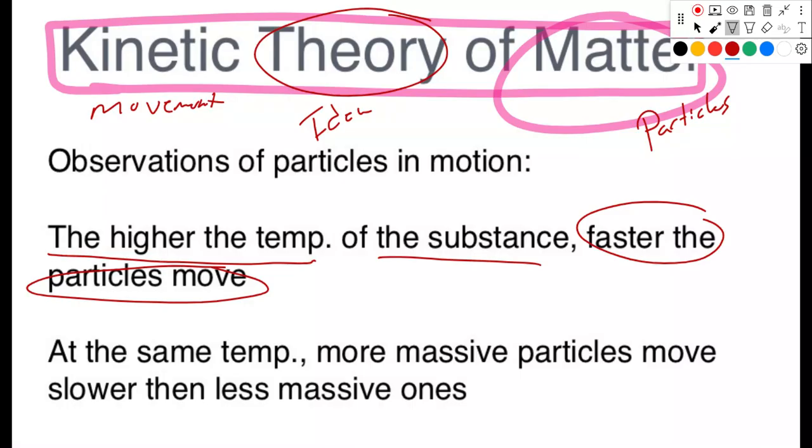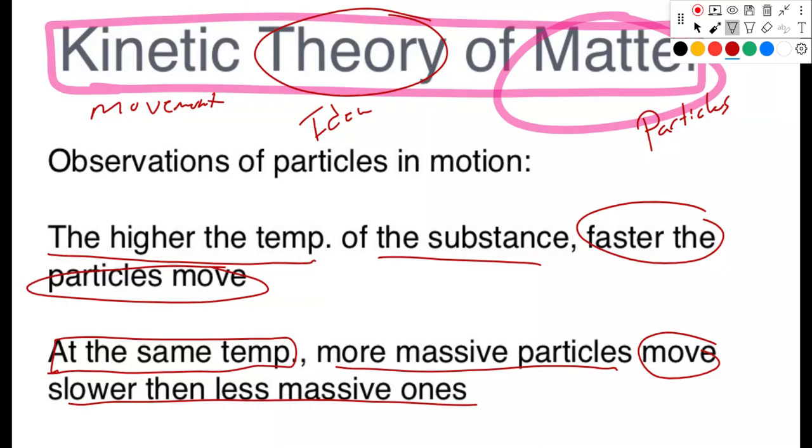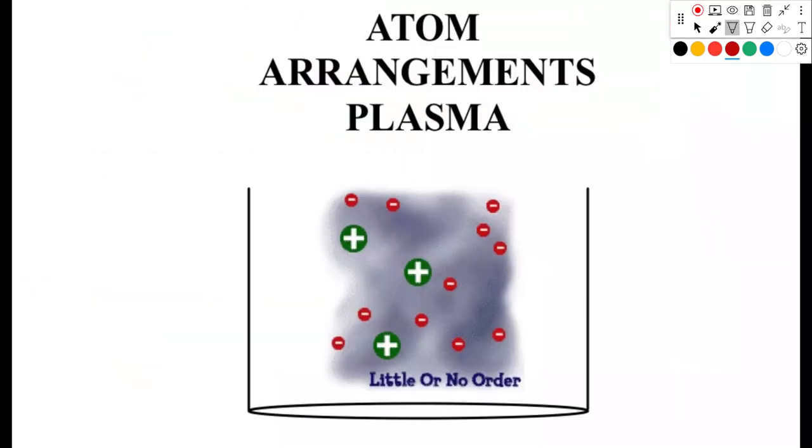This one's a little harder to think about, but at the same temperature, more massive particles move slower than less massive ones. So air, a gas, will move faster at room temperature than a liquid. Obviously, a liquid at room temperature on a counter would slide more than a mass of like a solid object. You could also think about this. If we were in the same temperature, you guys are smaller than me. You are going to move faster than me.